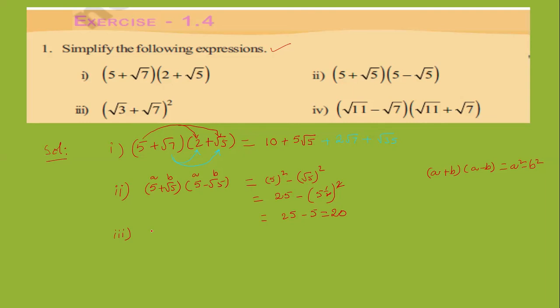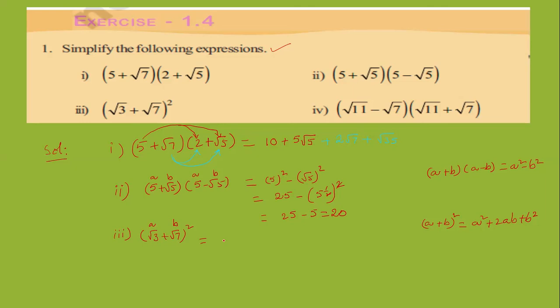Now you observe the third one. That is (root 3 plus root 7) whole square. How is it? This looks like a plus b whole square. That is what you write: a square plus 2ab plus b square. Here, what is a and what is b? The first term is taken as a and the second term is taken as b.